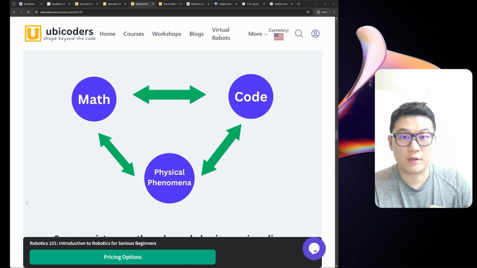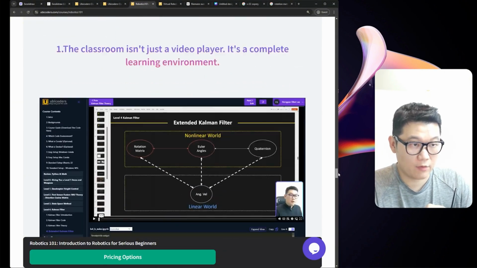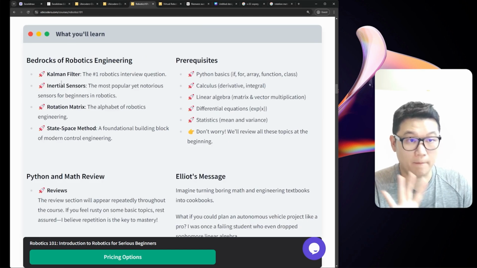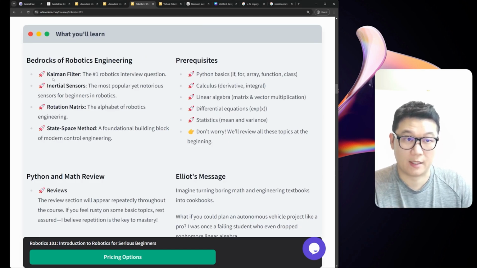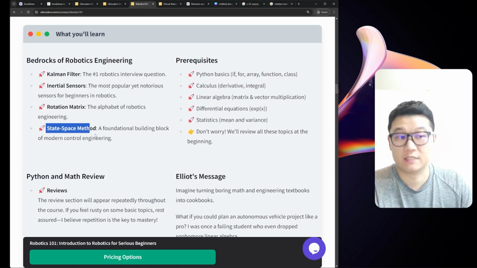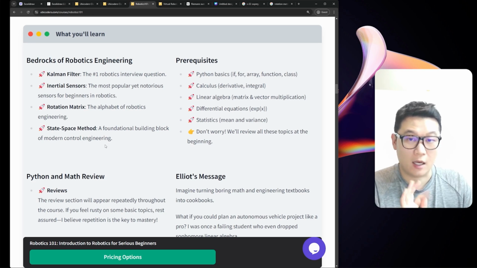Then the next question is, okay, sounds good, Elliot, then what should I study next? If you go down there, I have listed these four main concepts to get started with: Kalman filter, inertial sensors, rotation matrix, and state space method. Because the state space method is actually the backbone of modern control engineering, so you might want to know this, at least the basics.